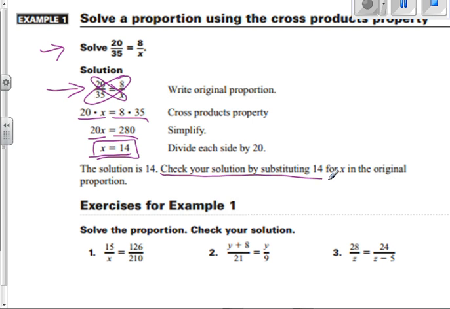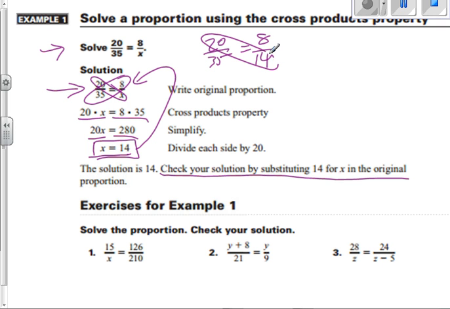You can check your solution by substituting 14 in for x in the original proportion. You have 20 over 35 is equal to 8 over 14. One way to double check is to multiply the cross products. 20 times 14 is 280, and 8 times 35 is 280. So 280 is equal to 280, therefore you know that your 14 is correct, okay?